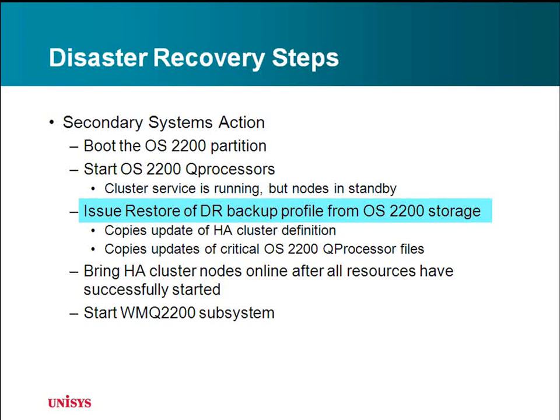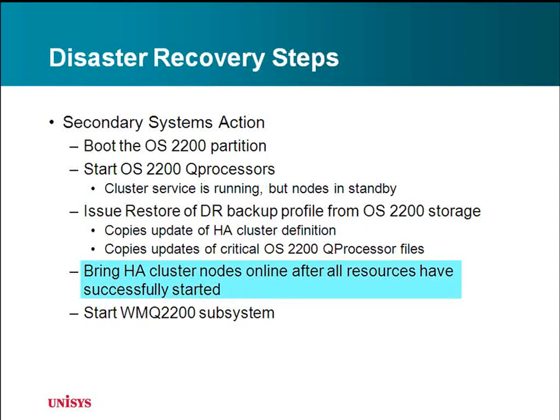This will copy any updates you made to the HA cluster definition, as well as any updates made to critical OS 2200 QProcessor files. This includes any updates you might have made to MQS-INI. Then you can bring the HA cluster nodes online after all resources have successfully started. Then you'll want to start the WMQ 2200 subsystem. Now you're ready for operations.